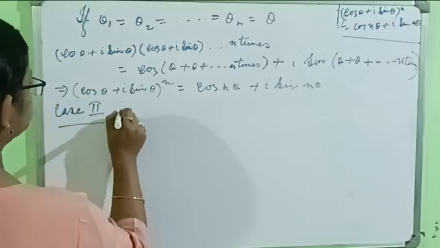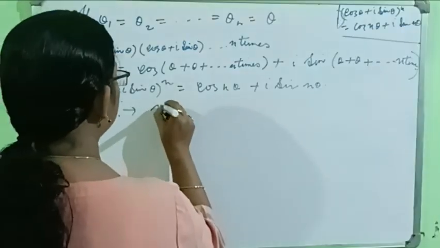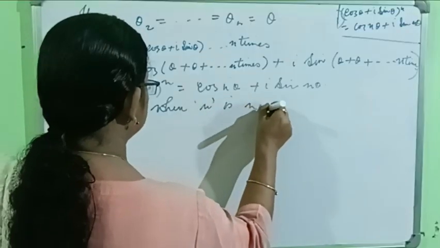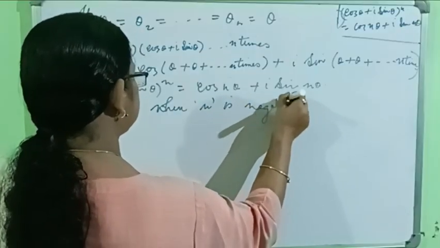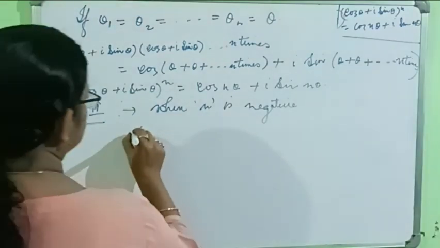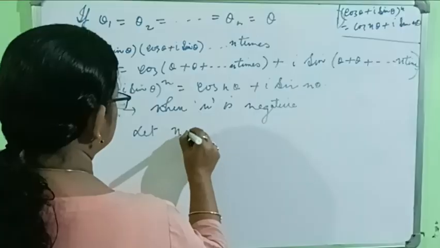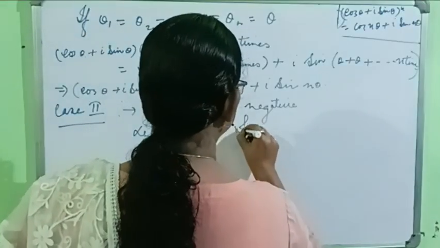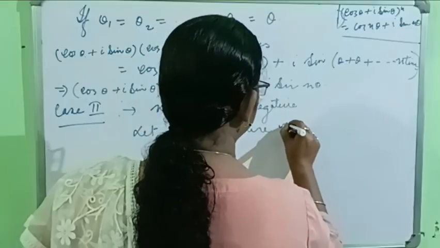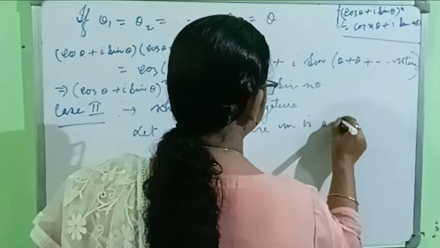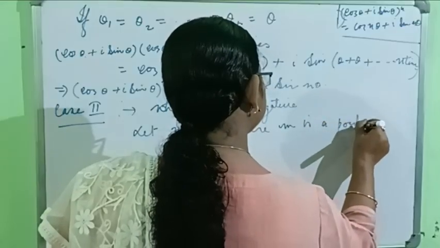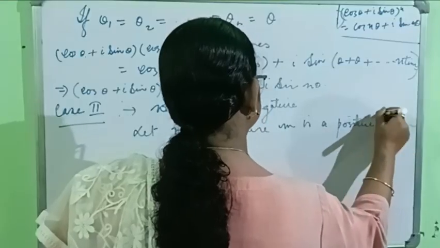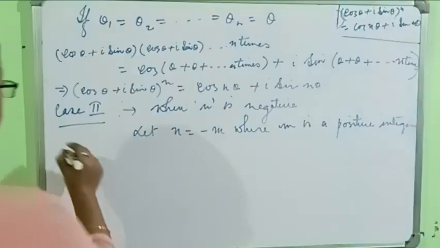Case 2, when n is negative. Let n be equal to minus m, where m is a positive integer.